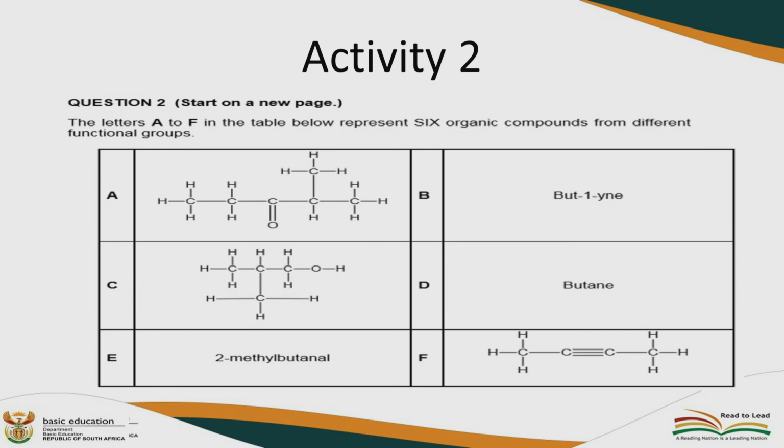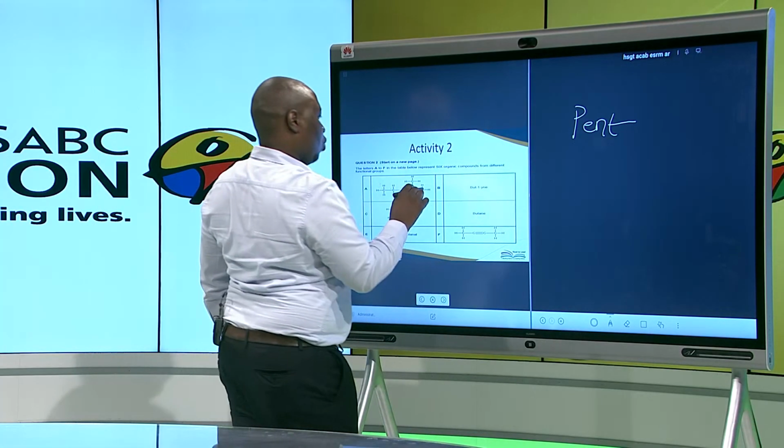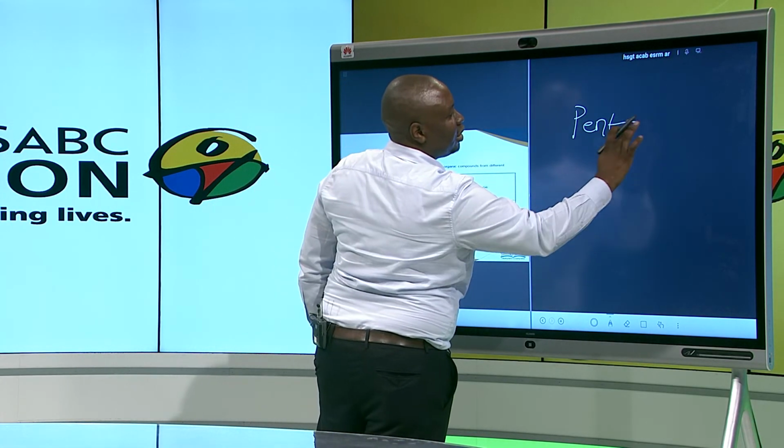So what you are supposed to do when you are given a table like this one is to go to compound A and ask, what is compound A? You look for the longest carbon chain. You say 1, 2, 3, 4, 5. When the longest carbon chain is 5 carbons, already you know that it will be pent. Then you go and look for the functional group. It's a C double bond O surrounded by 2 carbons. You know it's a ketone. So it's pent, 1, 2, 3.